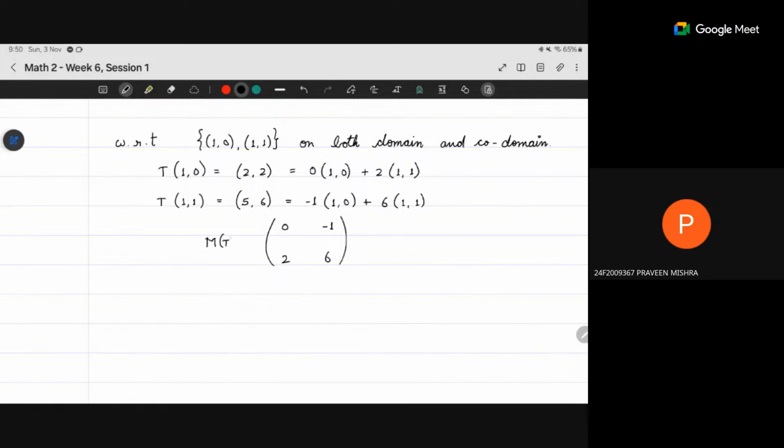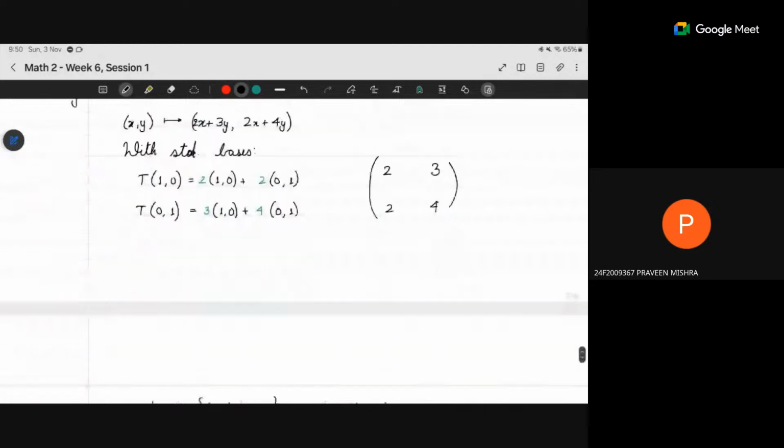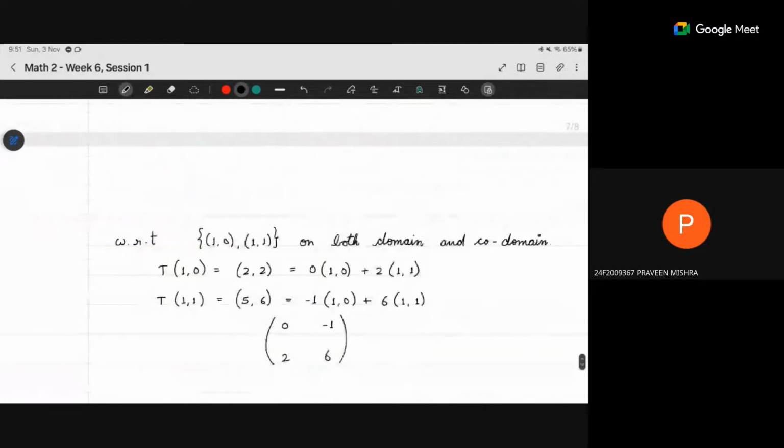There are some notations like m of T with respect to beta, gamma, where beta and gamma are the bases. You check the prof's lectures to see what convention or notation he uses. But this is the matrix representation of this linear transformation with respect to these bases. So there's a lot going on. You need a linear transformation and the basis you're working with. You have to evaluate the linear transformation on the given basis on the domain and express it as a linear combination of the basis given on the codomain.